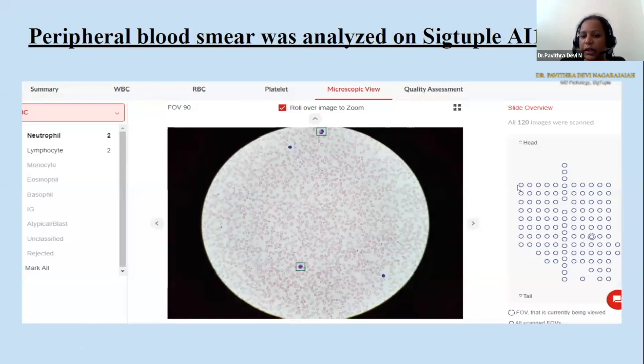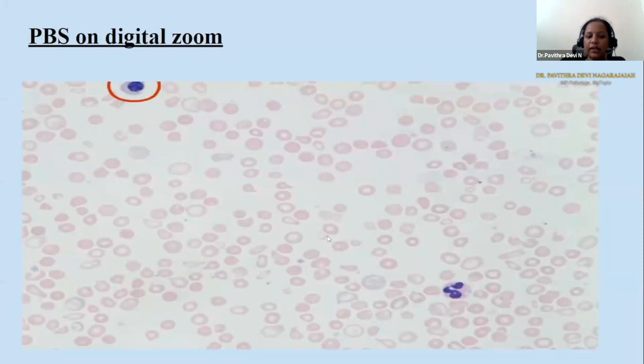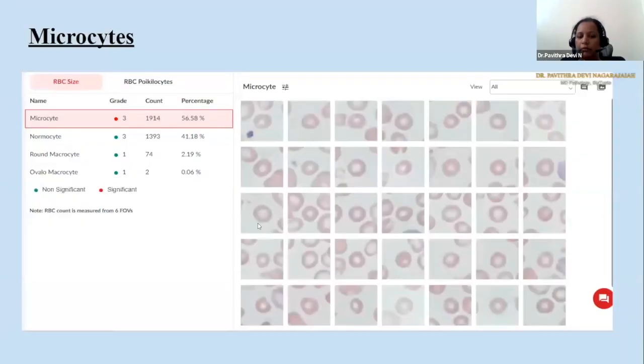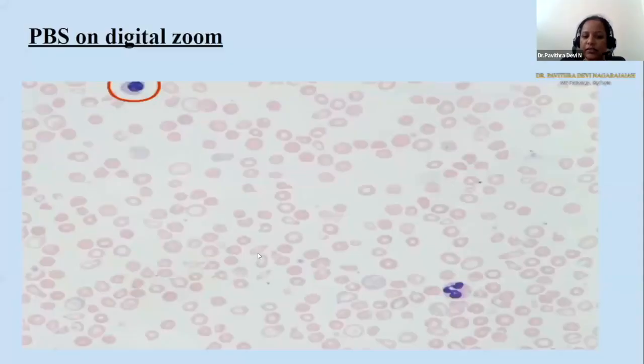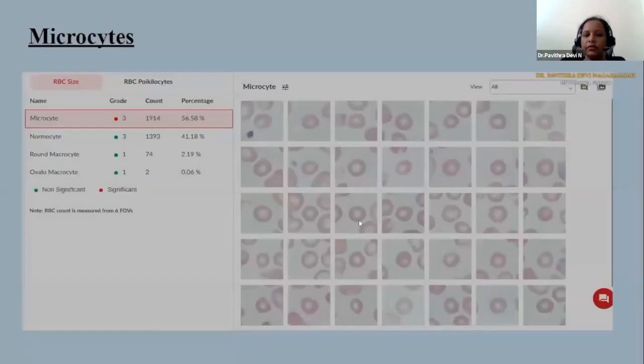When you click on each of the FOVs, it'll bring out an image, which is equivalent to your 40x view on your manual microscope. And here on the left-hand side, you can see the differential in that FOV. So as you can see, it looks more like a microcytic hypochromic picture. And when you zoom in, you can see that there are microcytic hypochromic cells, there are elliptocytes, polychromatophils, target cells. So there was a bit of anisopoikilocytosis with microcytic hypochromic picture.